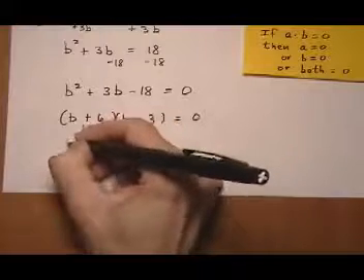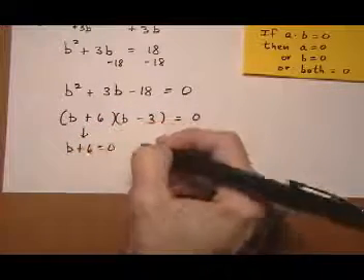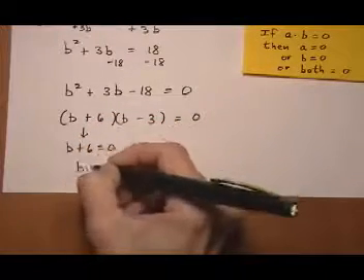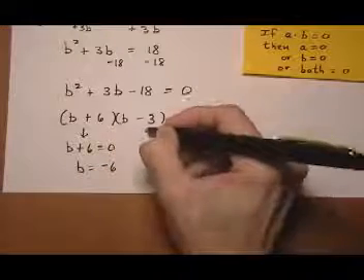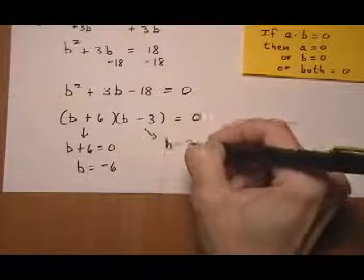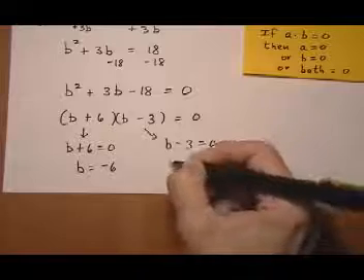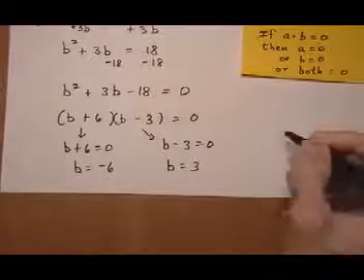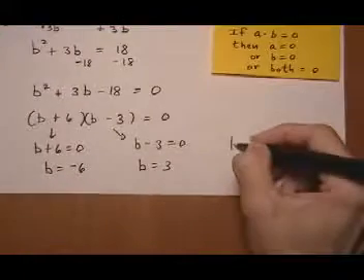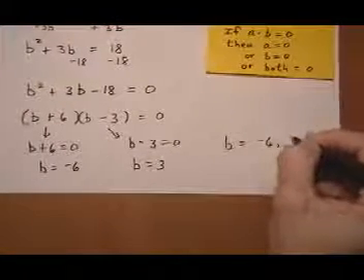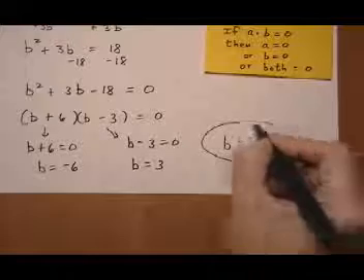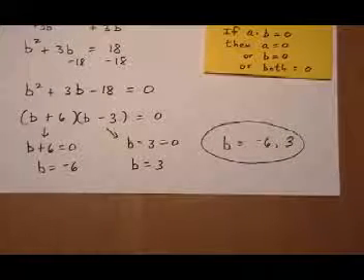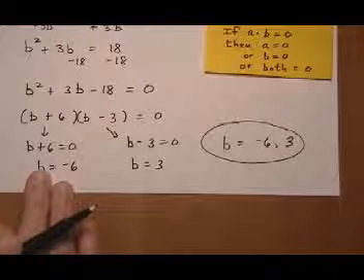So either b plus 6 equals 0, which would mean b is minus 6, or b minus 3 equals 0. Add 3 to both sides, you get b equals 3. So the solution to the quadratic equation, b equals minus 6 or 3. And again, you'd want to just plug it in and make sure that it works as a final check.